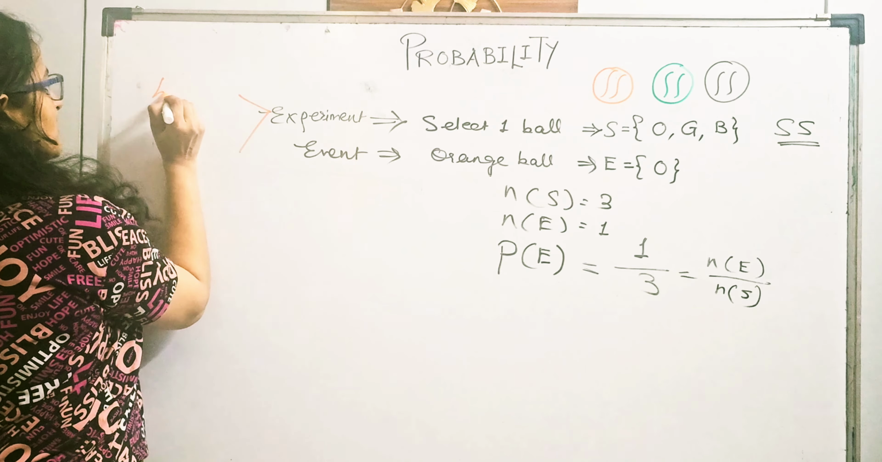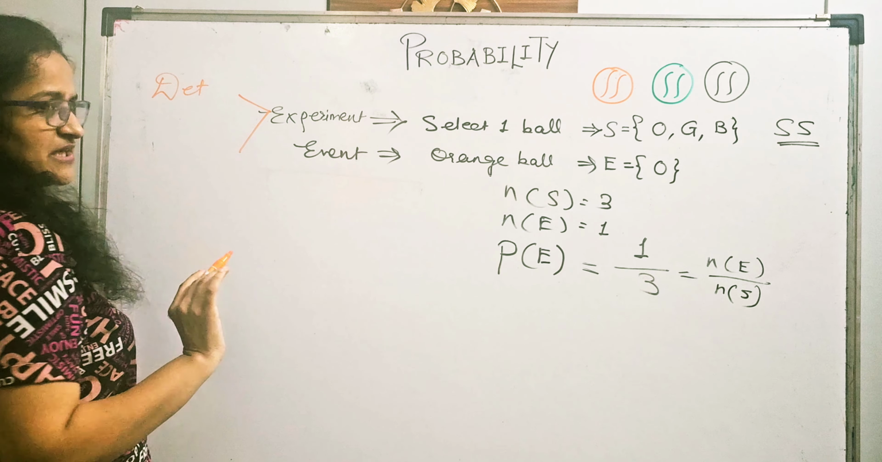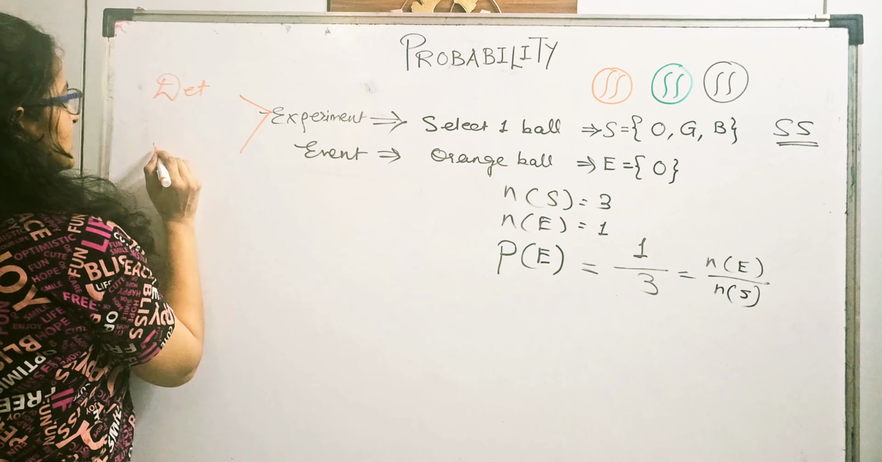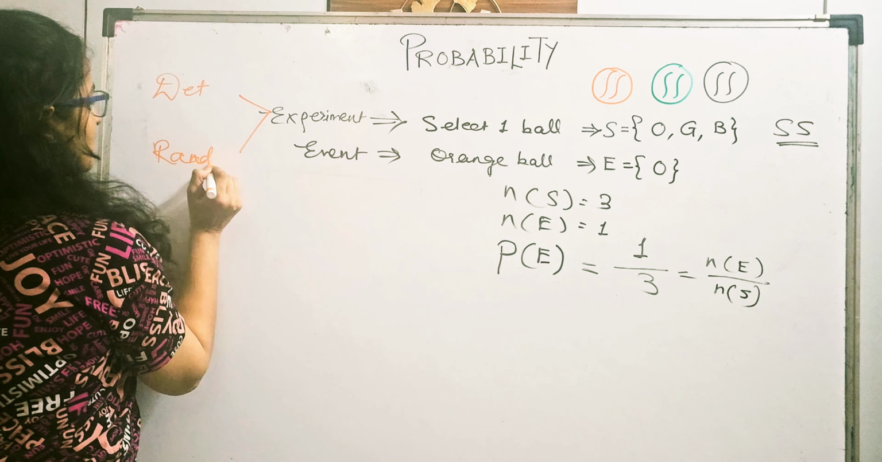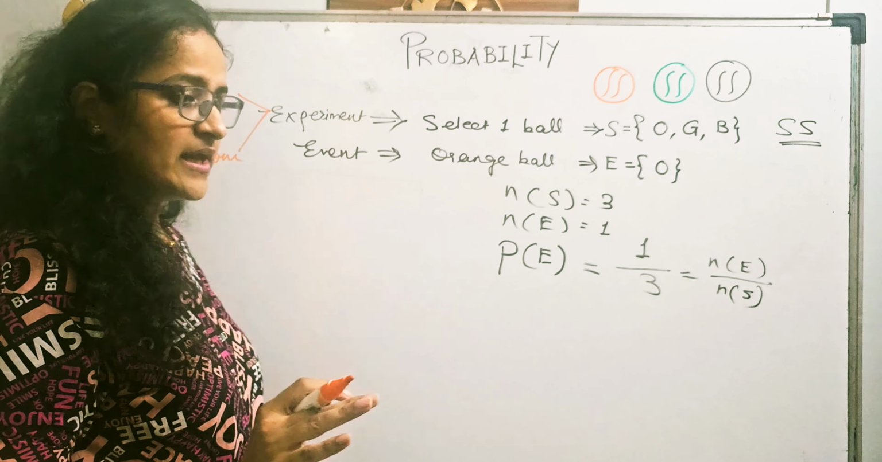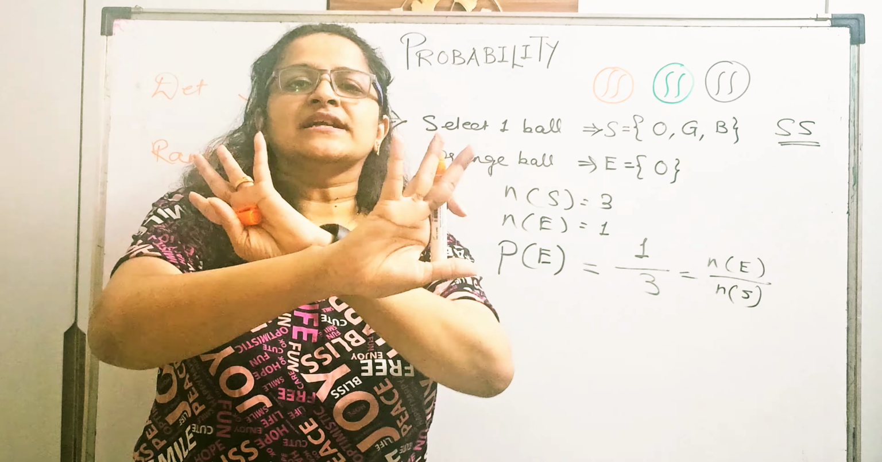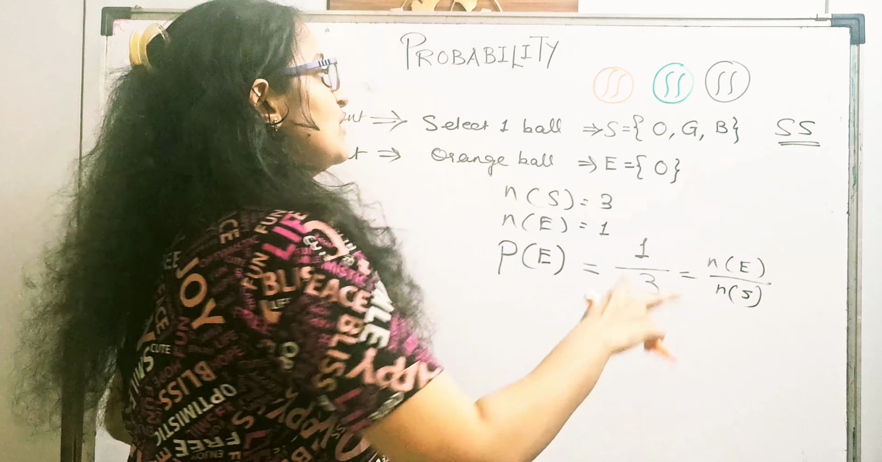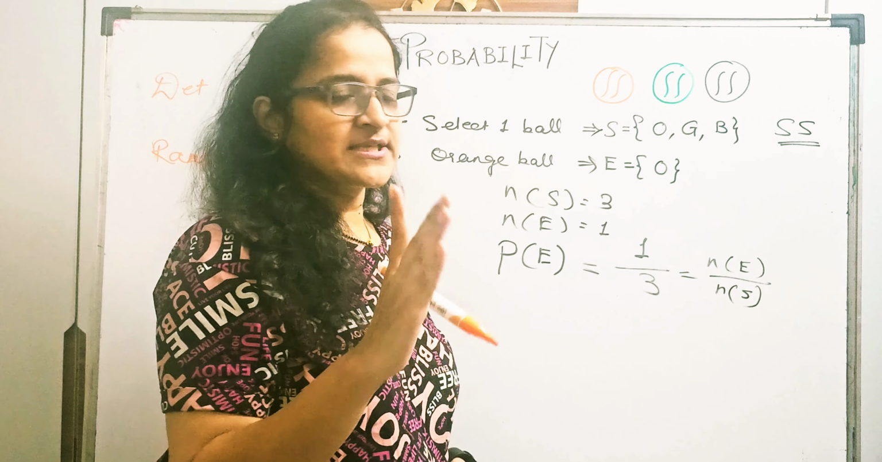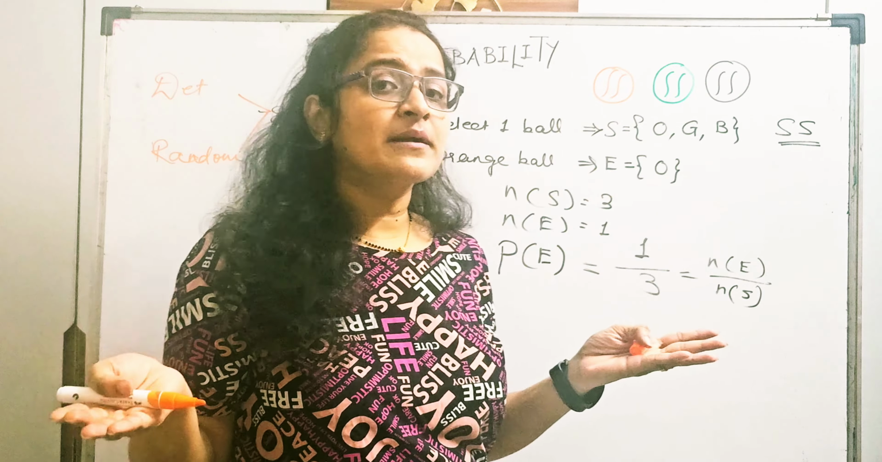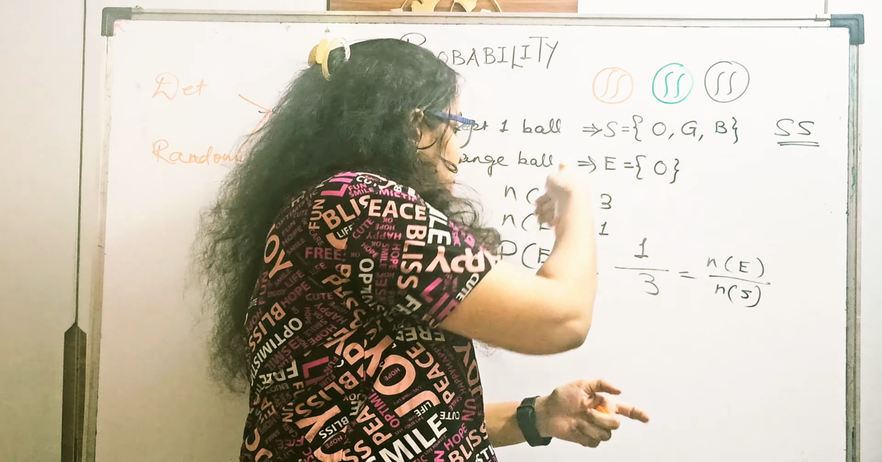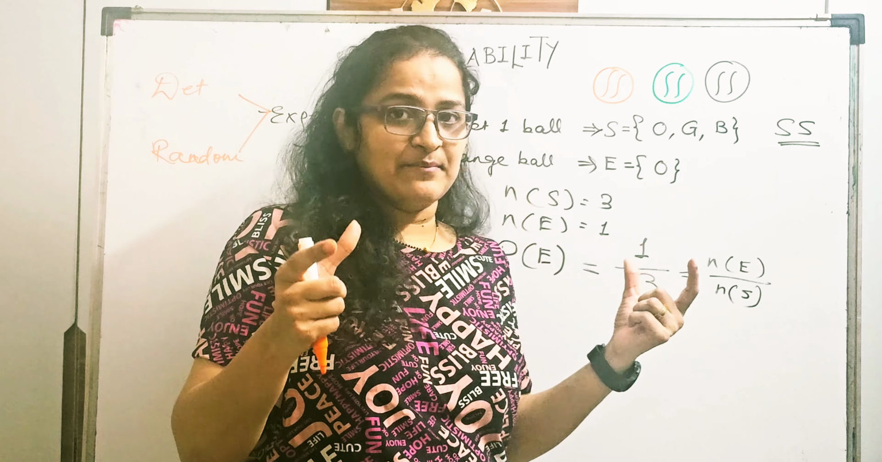One is deterministic experiment, and the second is random experiment or probabilistic experiment. Now I will tell you the exact difference between these two. In this case there were three different colored balls, and that's why you were not sure about the outcome, and that is why you had to find out the probability of winning this game, correct?